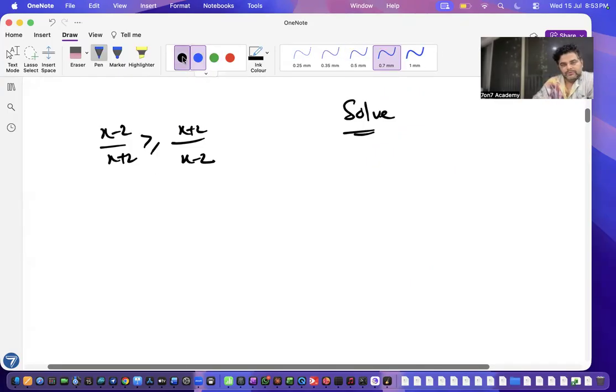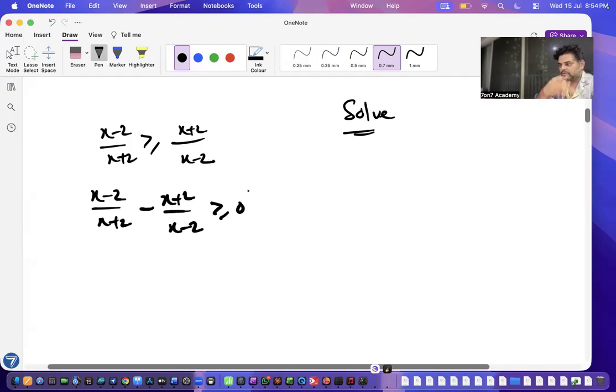Okay, so it's done. Now the thing is like this. So what's the answer? I don't know the answer, so can we simplify step by step? Just move everything to one side. You can't cross multiply. So write (x minus 2)/(x plus 2) minus (x plus 2)/(x minus 2) more than or equal to 0.